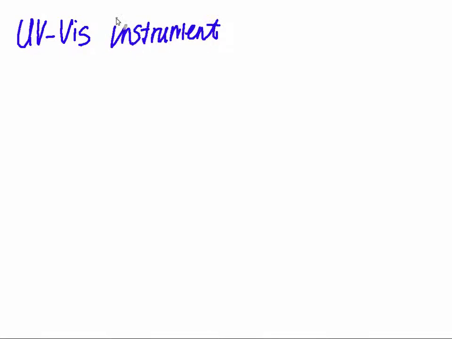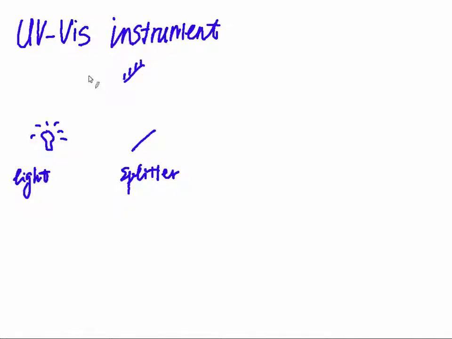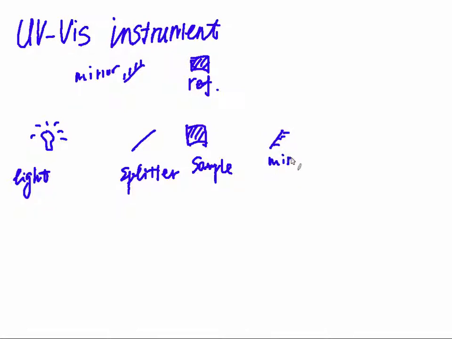We have the basic knowledge about UV-Vis, and now I will draw a simple scheme of the instrument. In this UV-Vis instrument, first you have a light, and you have a beam splitter, some mirrors, and the sample holder for both the reference and the sample you want to measure. Then you have another mirror and a grid mirror, and then a spectrometer.